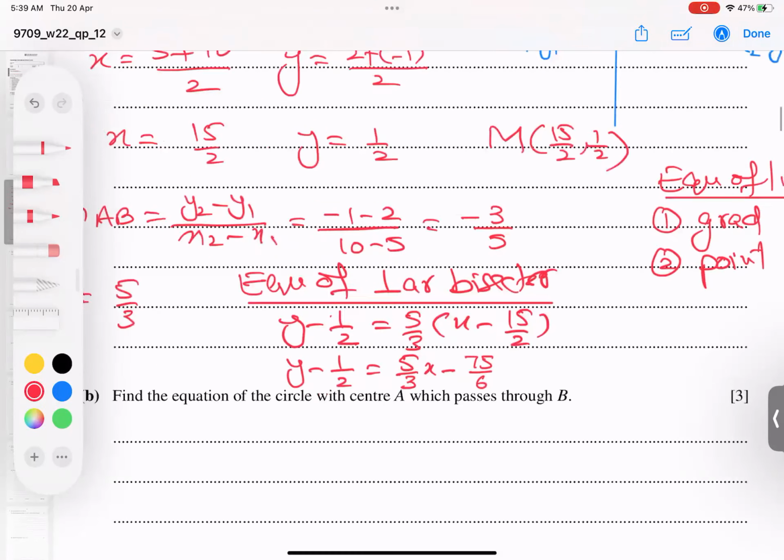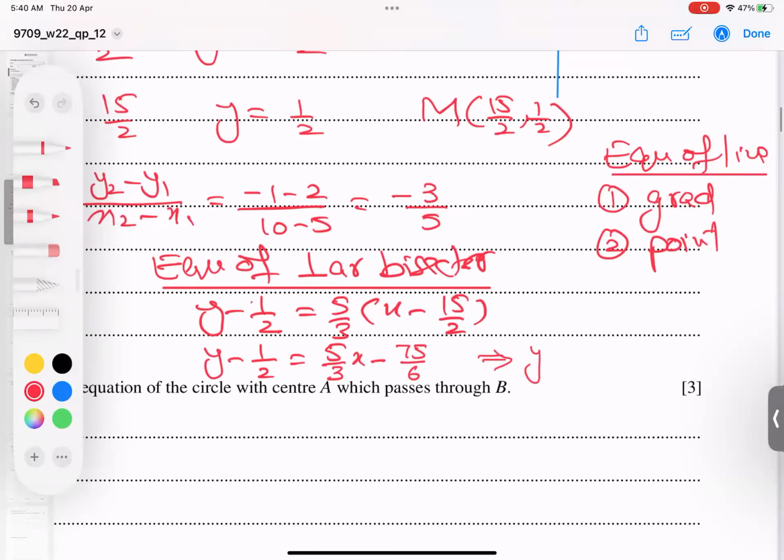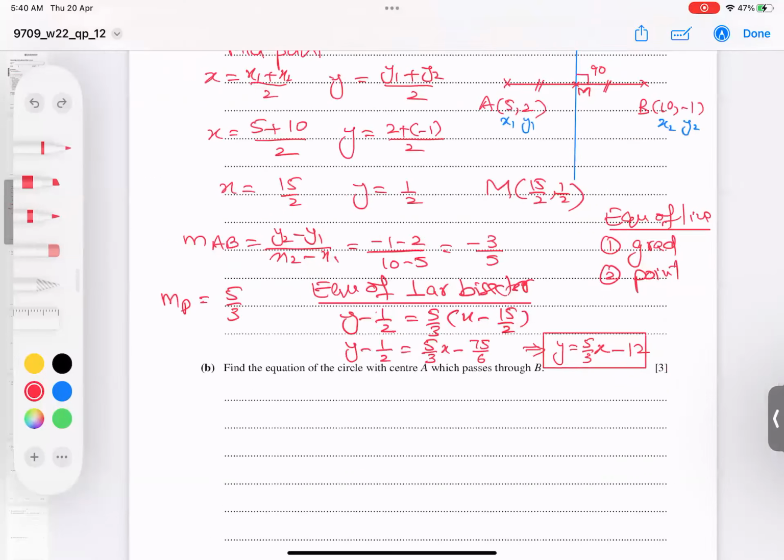To get rid of this fraction part, you can bring this number here and solve. So no problem at all. So that is our final answer. Or if I bring it here, my answer finally is: y equals 5 over 3 x, and the negative half will add in this and become 12. So alhamdulillah, this is the final answer. But if you want to get rid of this 3, multiply the whole equation by 3. Anyway, both are okay.